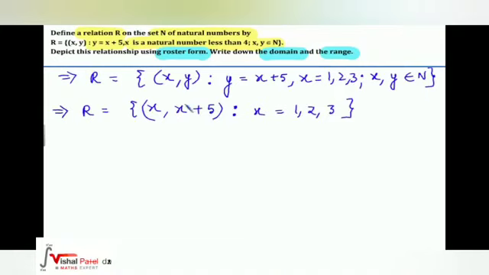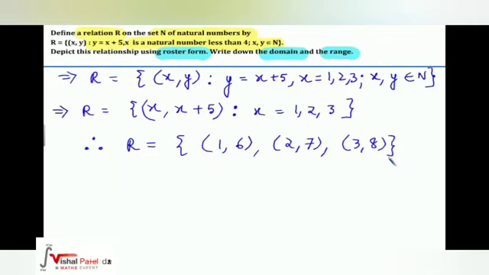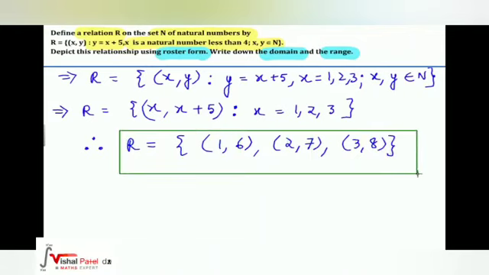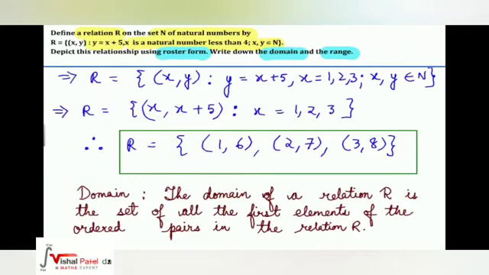So if x is equal to 1, then y is equal to 6. If x is equal to 2, then y is equal to 7, right? If x is equal to 3, y is equal to 8. So that is your final answer there. In this question, only 3 possible relations are defined, right? (1, 6), (2, 7) and (3, 8). Now find its domain and range.